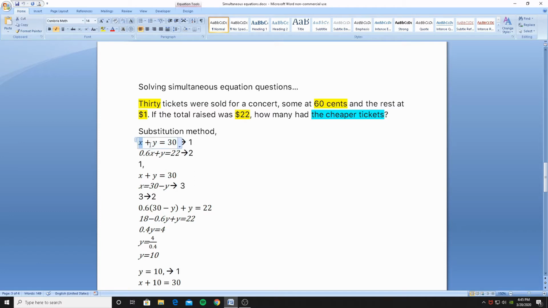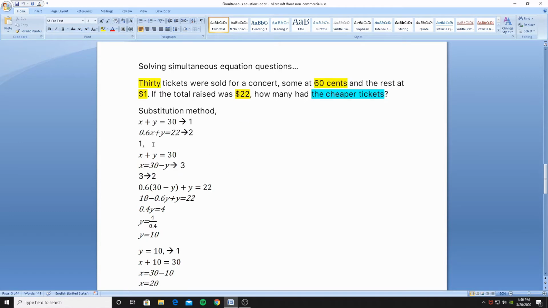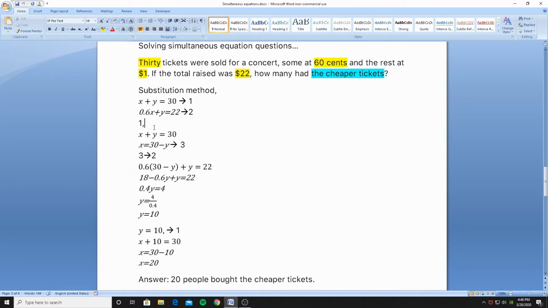So we've got the cheap one and the expensive one, which equals 30 tickets, then the 60 cents for the cheap one, and the $1 for the expensive one, so that it equals $22. Label these two equations. Turns out we can just eliminate the unknown y. So take equation 1. No, this is the substitution method, I'm so sorry.